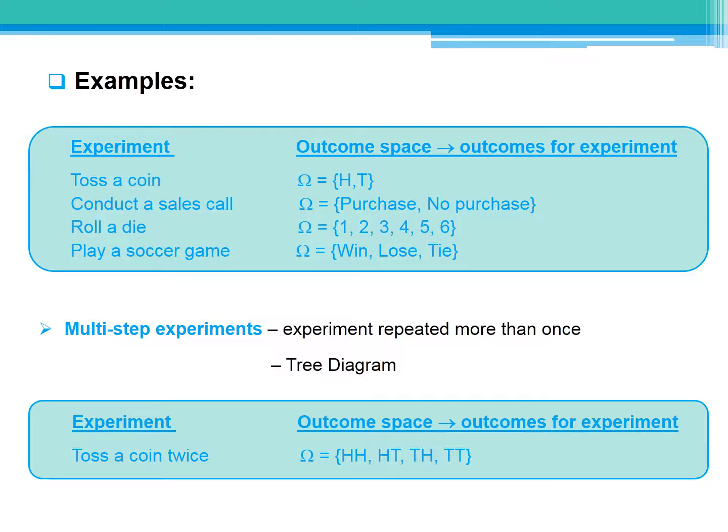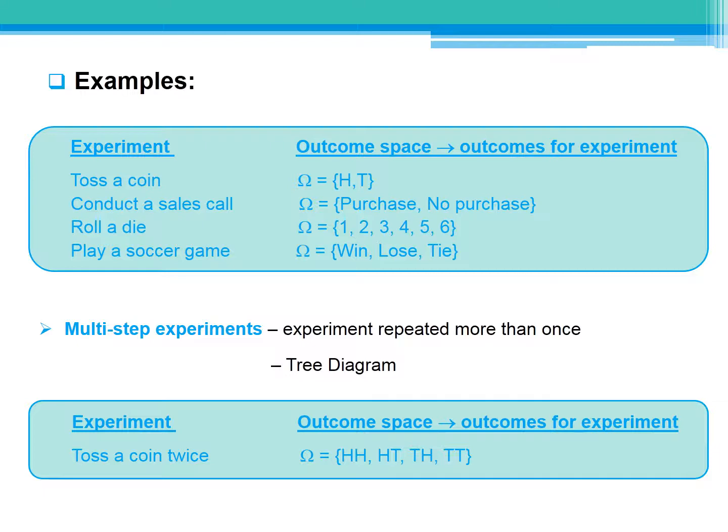Then we can also look at multi-step experiments, and those are experiments that are repeated more than once. For example, let's say that you toss a coin twice. Then the outcomes in the sample space are going to be heads-heads, heads-tails, tails-heads, or tails-tails. So with 2 experiments, it's easy to list the outcomes. But if you have more than 2 steps, then it becomes a bit more difficult. So there's a useful tool that helps us graphically represent the outcomes, and that's called the tree diagram.